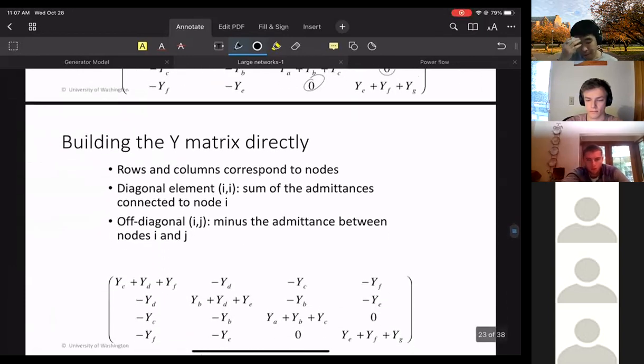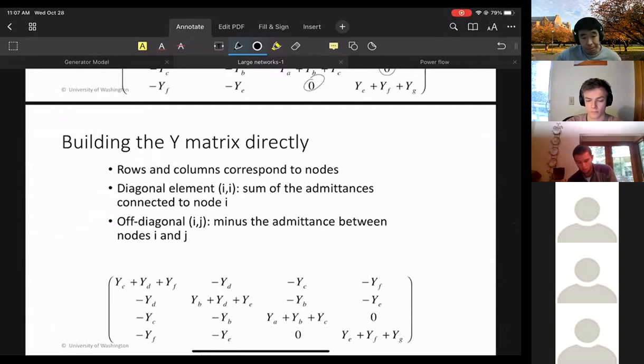So this summarizes the construction. If you do this a couple of times, you can do this very fast. Not much mystery to this. We're just looking at the circuit diagram and writing down the corresponding components in the Y matrix.